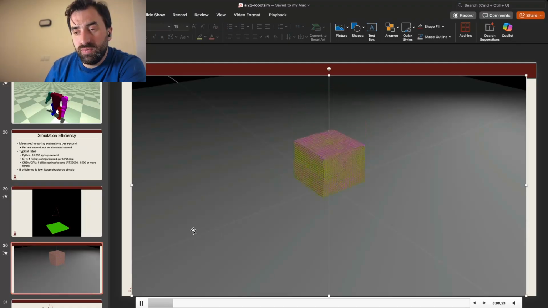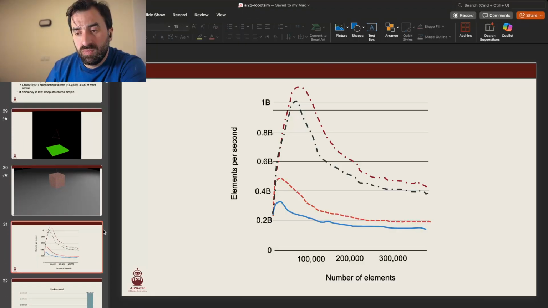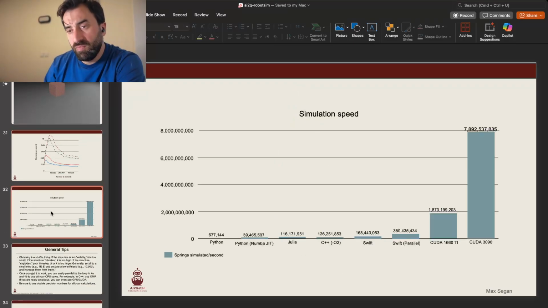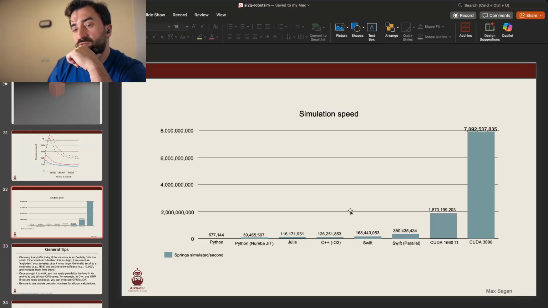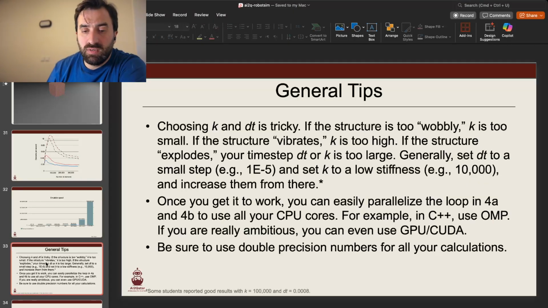Here are more examples of a spring mass simulation. Here you can see the simulation speed for different programs and languages. As you can see, Python has the lowest simulation speed, while CUDA on a 3090 GPU has the highest simulation speed.